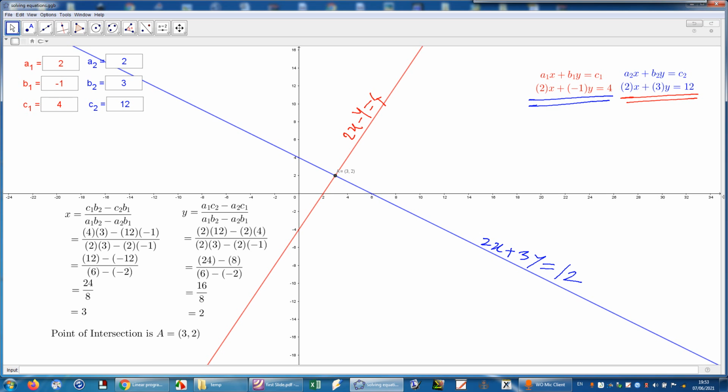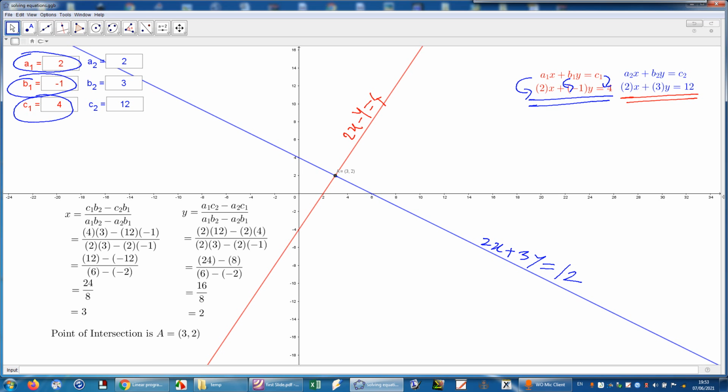Okay, so we have these two straight lines, and the problem is to determine the coordinates of the intersection point, say A. We'll write the corresponding coefficients for the first line. The value of A1 is 2, the value of B1 is minus 1, and the value of C1 is 4.